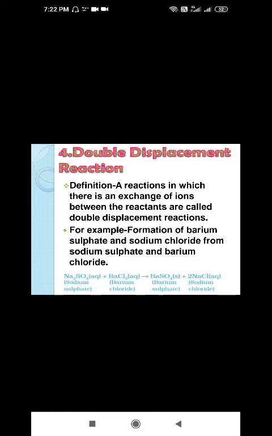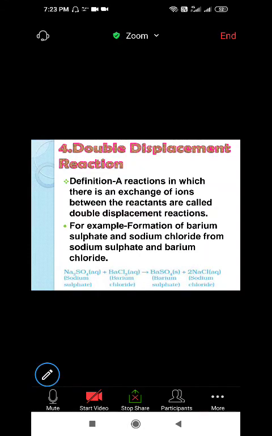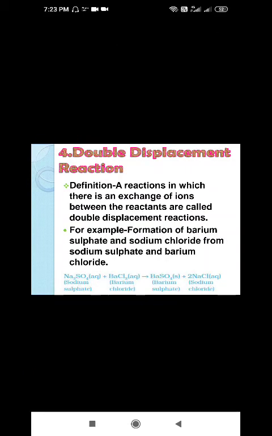Next, we have the double displacement reaction. It is exactly the same as the single displacement we have already done, but here the displacement happens twice. That is the only difference. Let me read out the definition: reactions in which there is an exchange of ions between the reactants are called double displacement reactions. For example, the formation of barium sulfate and sodium chloride from sodium sulfate and barium chloride.